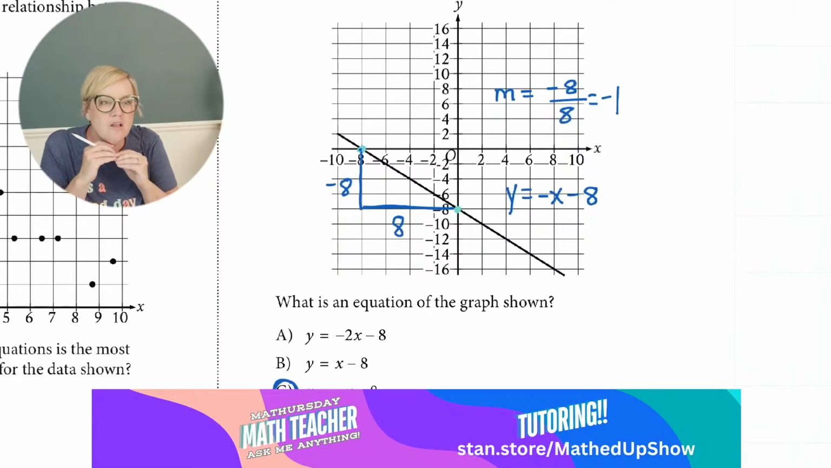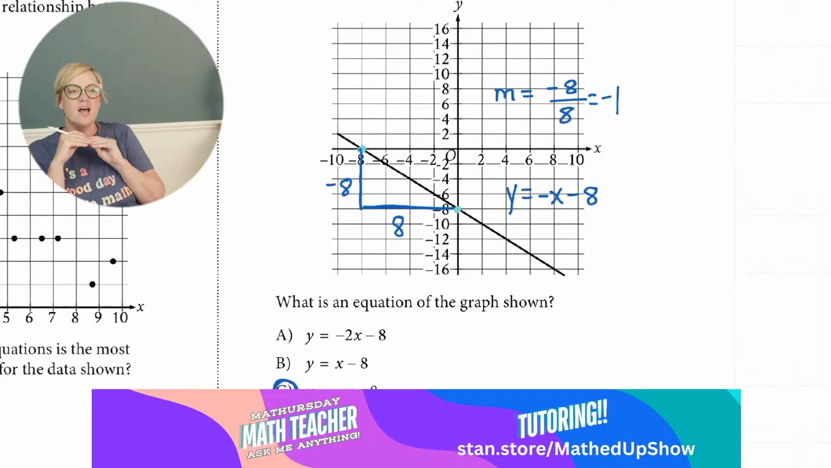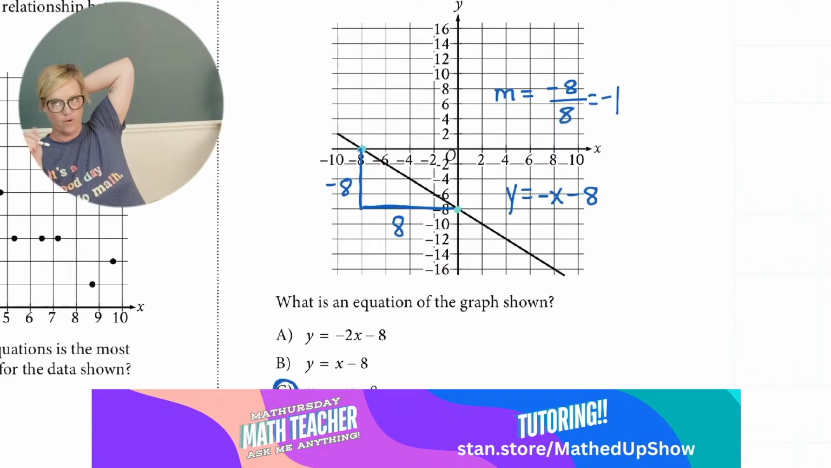So the slope, let me see, Aisha, the slope is the change in y over the change in x. So it's not the change in x over the change in y, it's the change in y over the change in x. Okay, so it's rise over run.